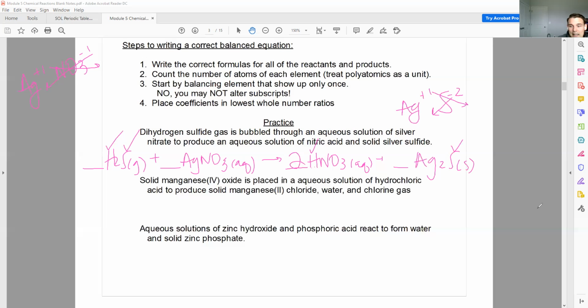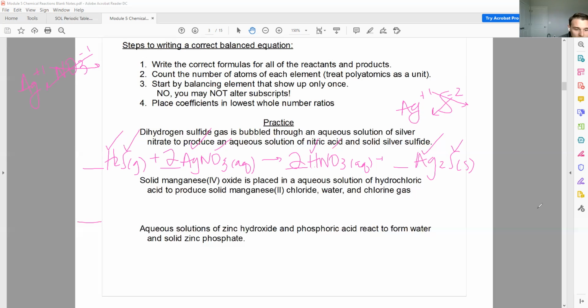Now the silvers. Well, I've got 1 on the left, but I've got 2 on the right, so I need to put a 2 in front of that silver nitrate, so that silver's good. And now I see I have nitrate on both sides, so I can balance them together as the nitrate. I've got 2 on the left and 2 on the right, and that's balanced. And there's my balanced equation. 1 mole of dihydrogen sulfide gas is bubbled through 2 moles of aqueous silver nitrate to produce 2 moles of nitric acid and 1 mole of solid silver sulfide. That's it. Balancing equations is super simple, and it just takes practice.